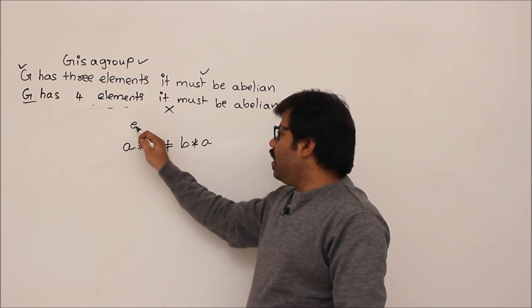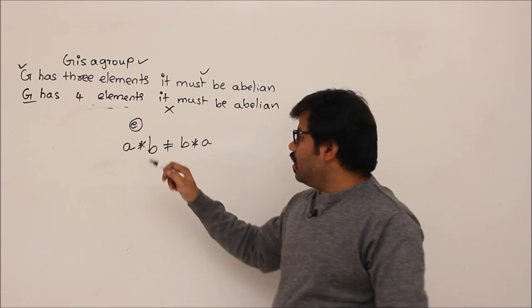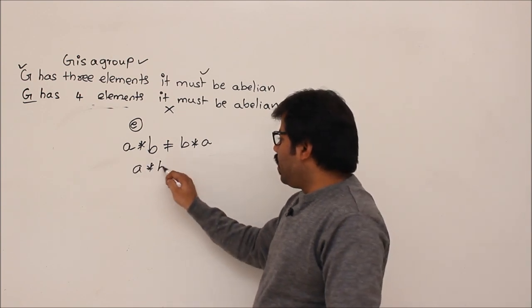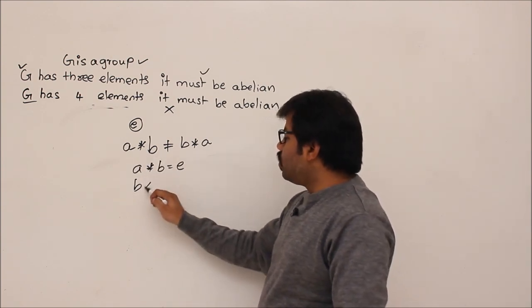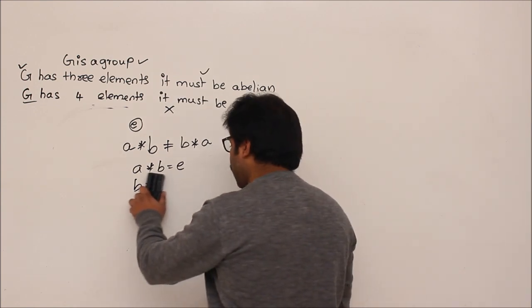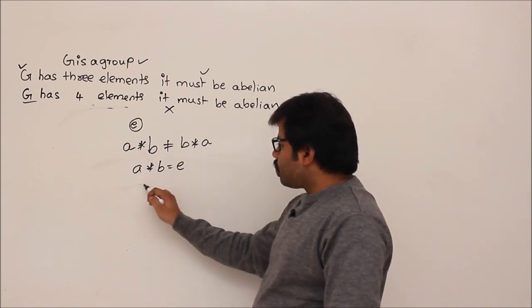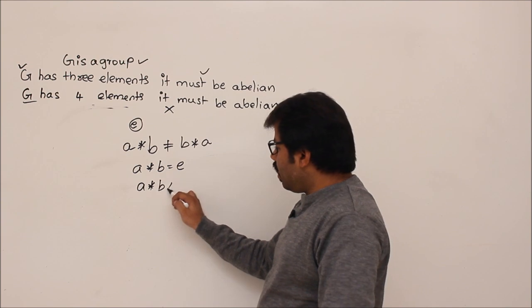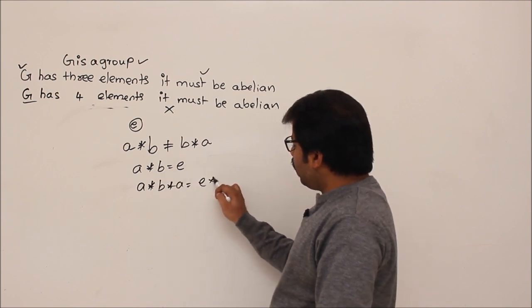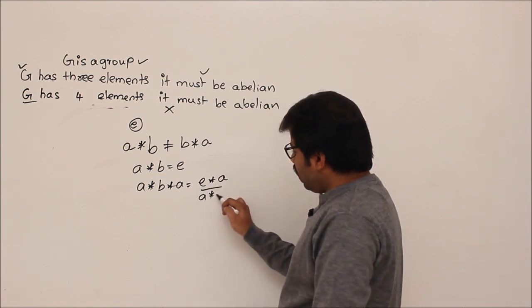A star B cannot be E, correct? Why? Because we know one thing: if A star B equal to E, then B star A also will become E. I'll show you. Already we have seen that, but I'm repeating it. So A star B equal to E, you write like this: A star B star A equal to E star A, correct? Otherwise, E star A is nothing but A.